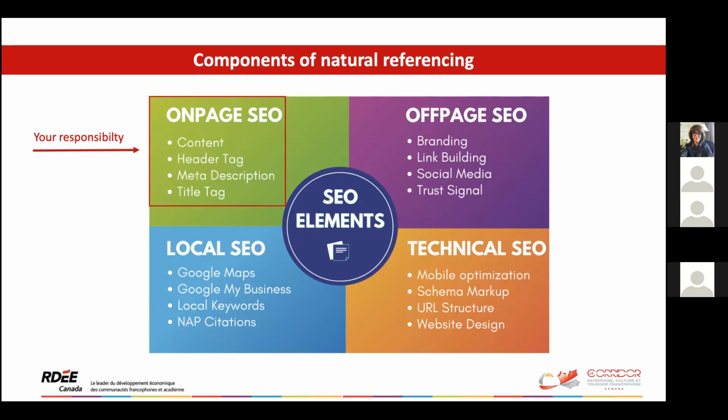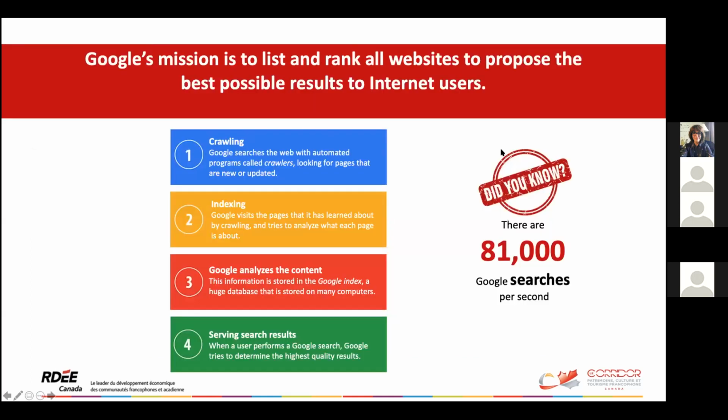In order to properly do that, there are many different elements. Of course, there's off-page, technical, local search engine optimization. So usually it's your technicians or your webmasters that do that. We are going to work on what you can do, which is your on-page search engine optimization. Most of all your content, and then we're going to work on different tags that you can use so that Google can find you easily.